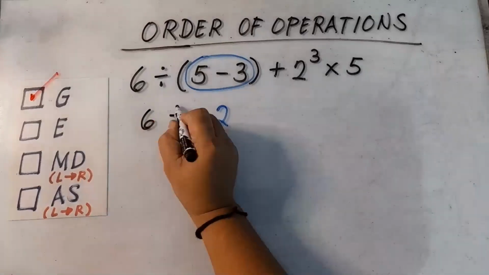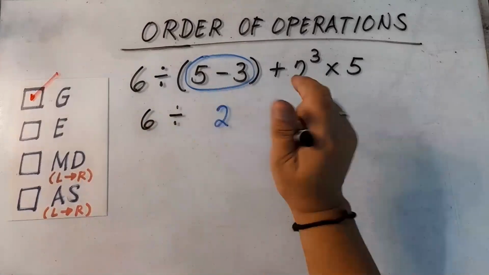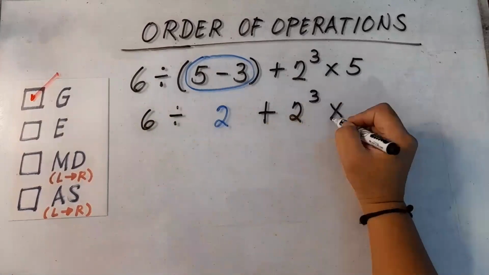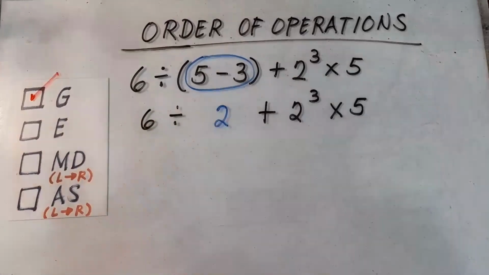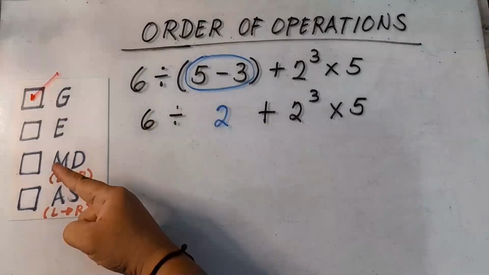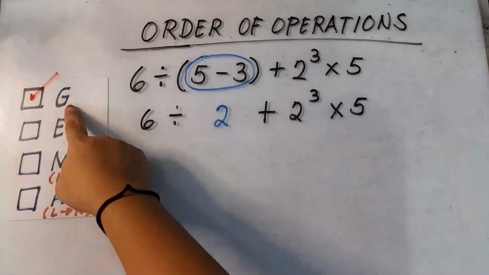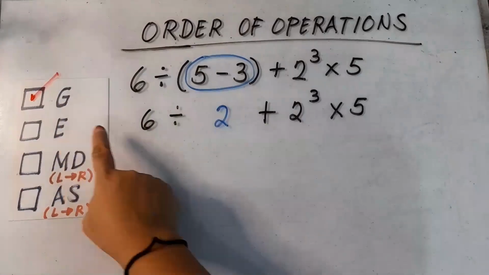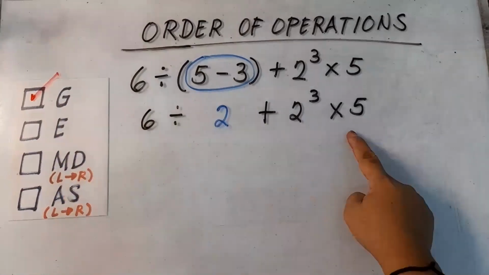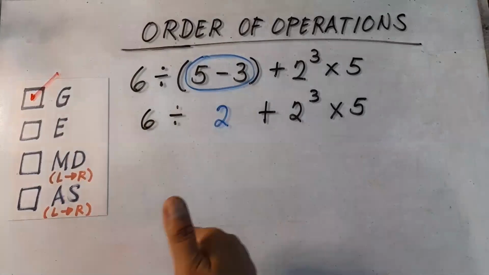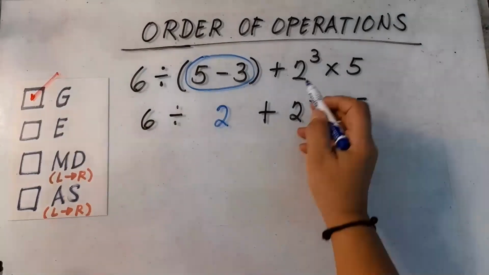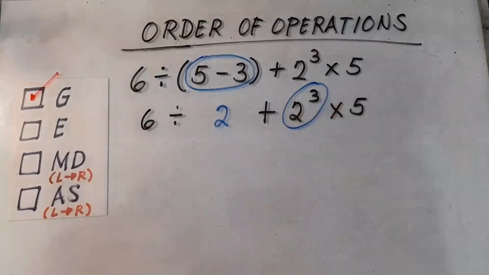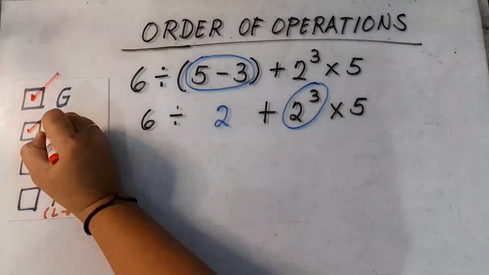Then we copy the rest. 6 divided by 2 plus 2 raised to 3 times 5. Okay? Tignan uli natin yung checklist natin. We're done with the grouping symbol. We'll have E. Meron ba tayong exponentiation doon sa ating expression? Yes, we have. Ano yung expression na yon? We have 2 raised to 3. So, we need to carry out the exponentiation part.